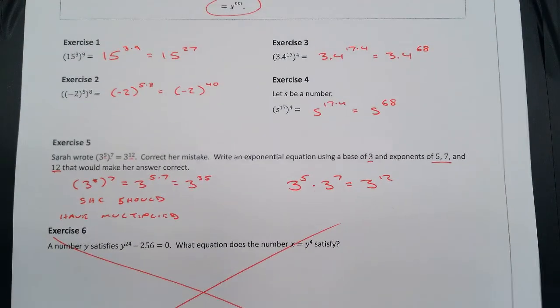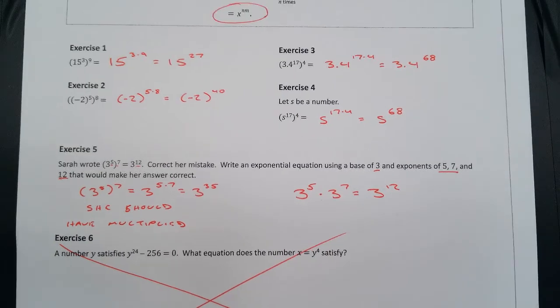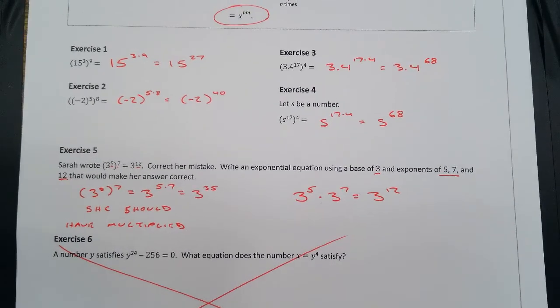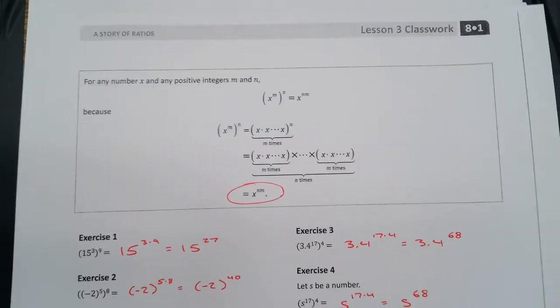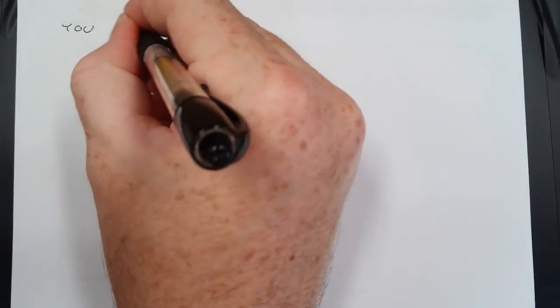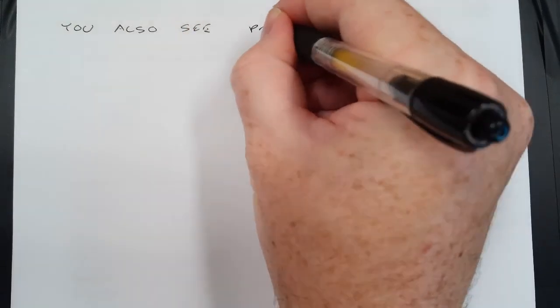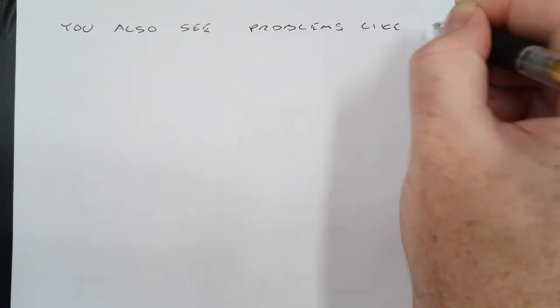So that's exercises 1 through 5, but we're not done yet. There is still more to this lesson because there's another way that you see parentheses with exponents. So let's go back to our notes. We're going to add some more notes because when you're working in math and exponents, you also see problems like this with parentheses.